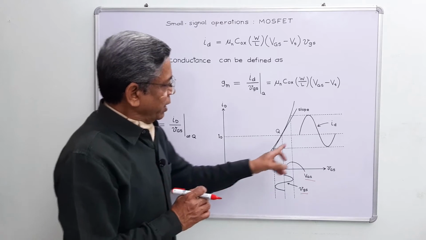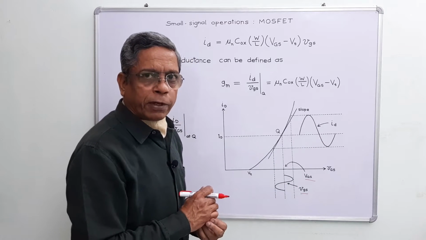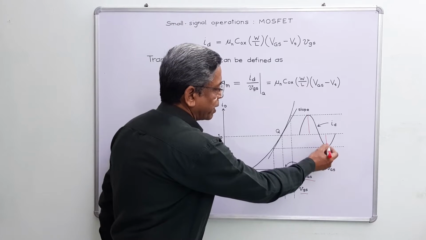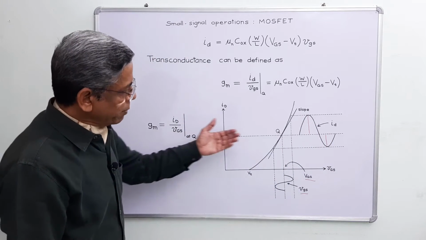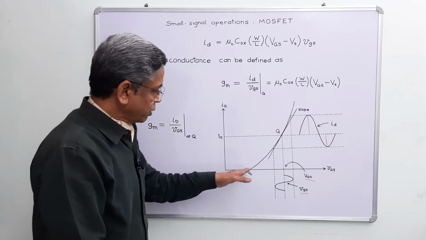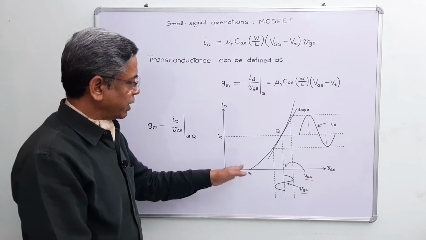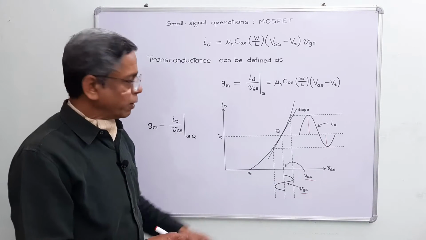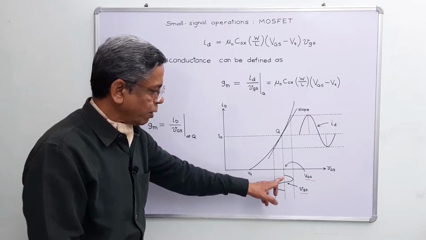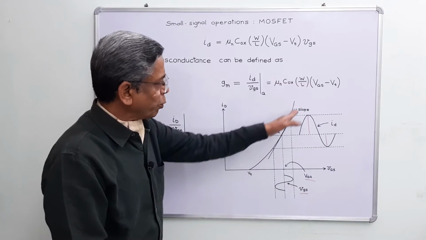But see, in this diagram, there is a lack of symmetry in the waveform of the amplified drain current. This part is bigger than this part. To minimize this type of distortion in amplification due to non-linearity of the transfer characteristics, we rely upon the piecewise linearity of the transfer characteristics to fix the position of the operating point and to keep the amplitude of the input signal very small. And this is the slope.